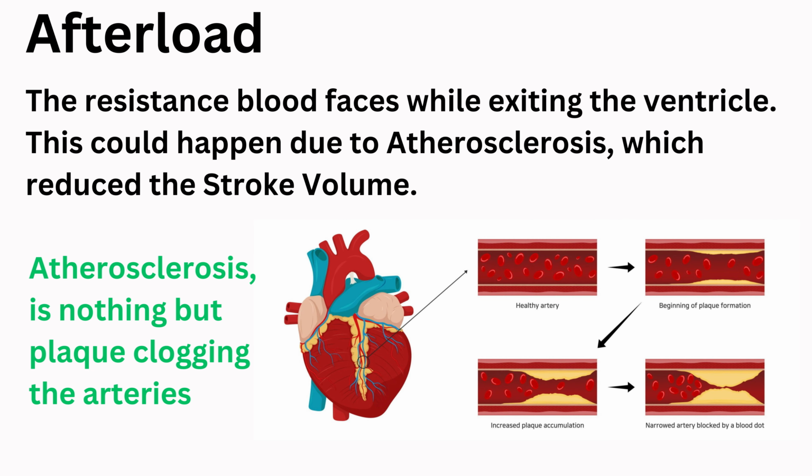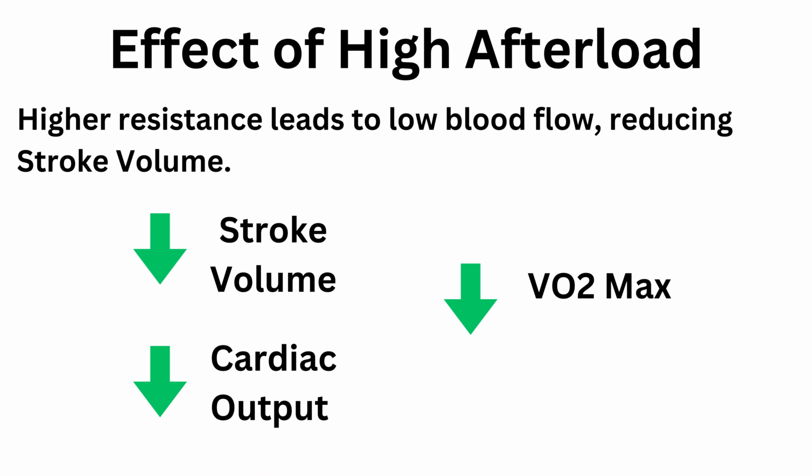The second term is called afterload. Afterload is the resistance blood faces while exiting the ventricle. This could happen due to atherosclerosis, which is nothing but plaque clogging the arteries. Plaque reduces the artery's diameter, making it difficult for the blood to flow. This causes less blood to leave the heart, reducing the stroke volume. As you can see, less stroke volume means less cardiac output. So if the afterload is high, then cardiac output is low, hence lower VO2 max.